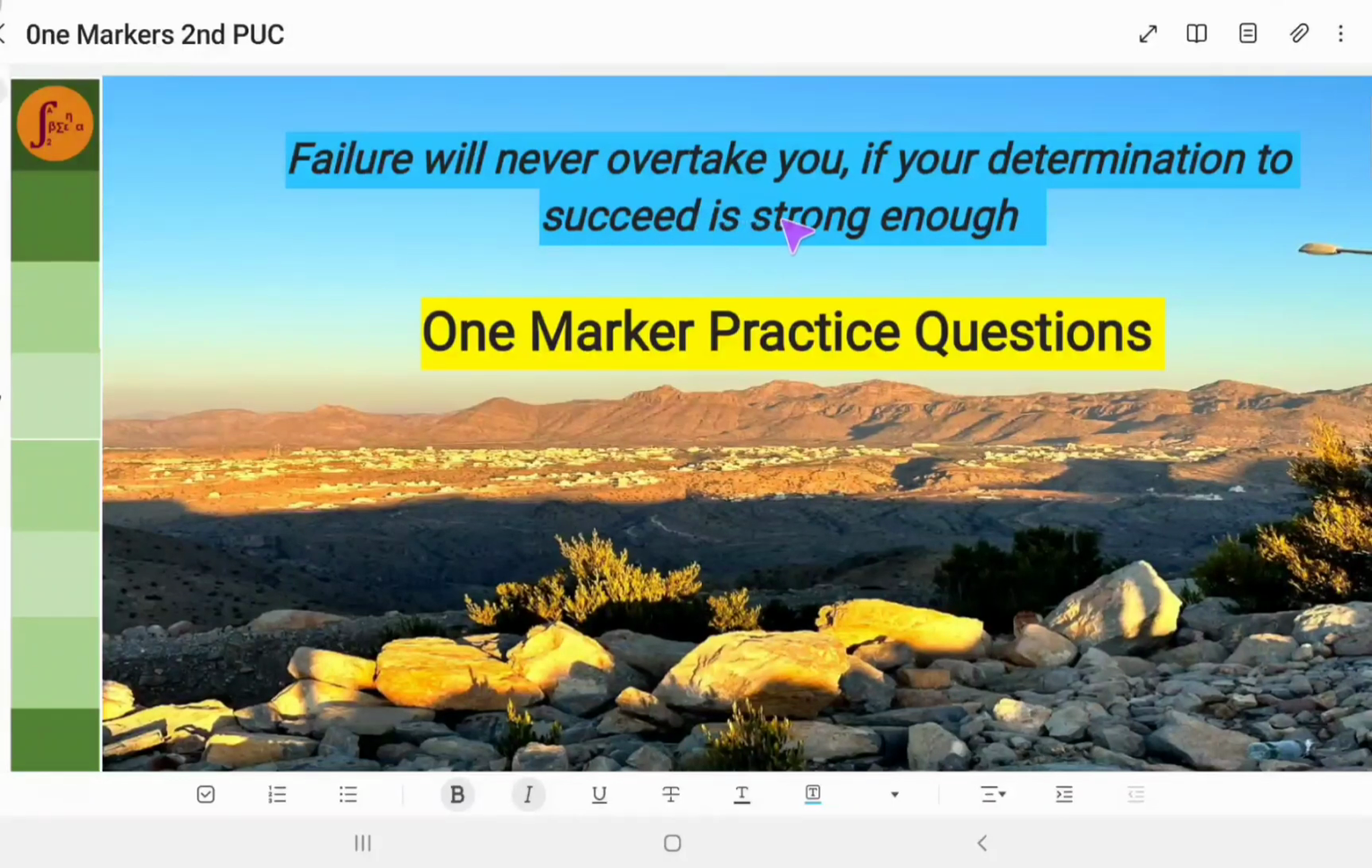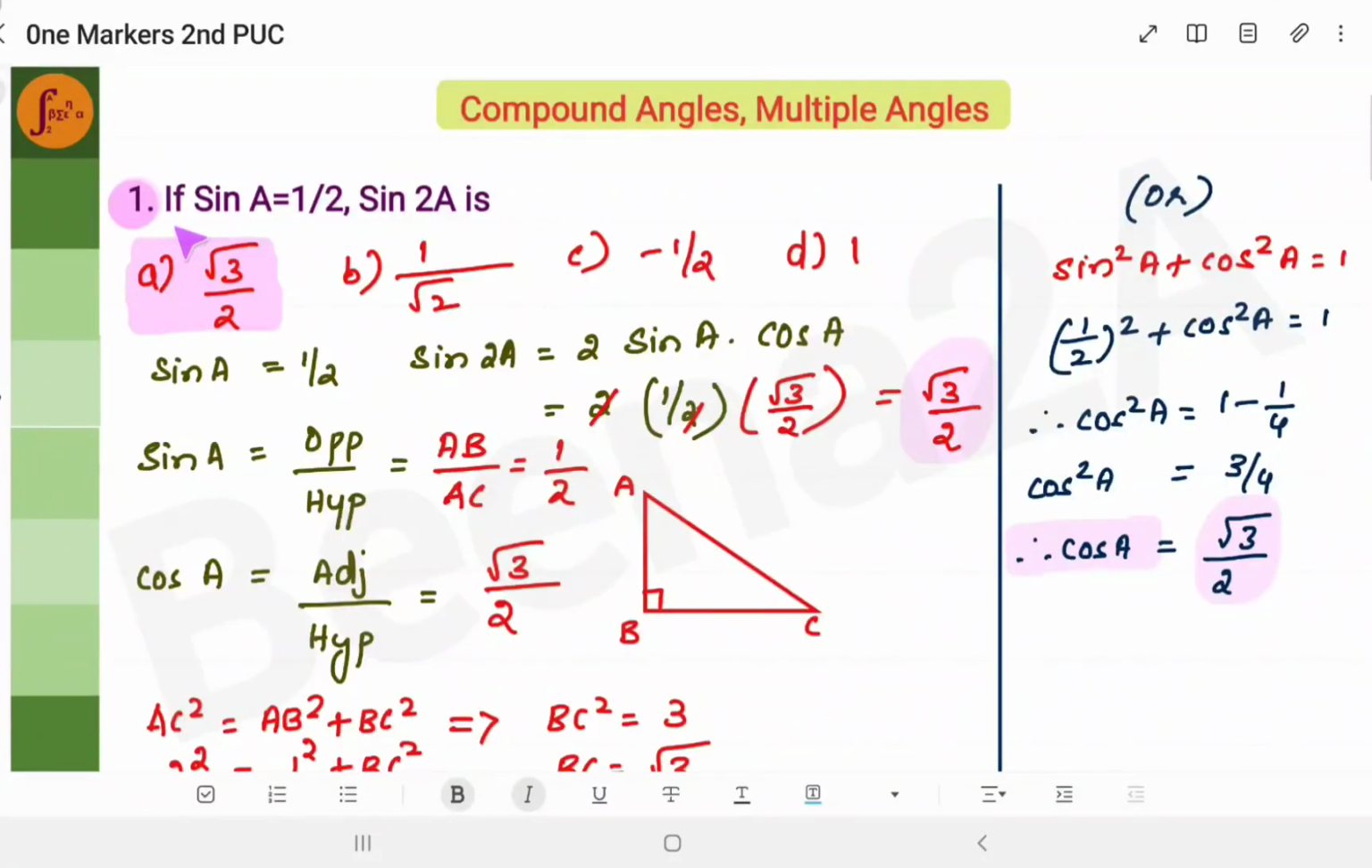Hi everyone. In this video we'll go through one marker questions related to multiple angles, compound angles and submultiple angles. So the first problem is, if sin A is equal to half, what is sin 2A? Right? So we'll have to remember the sin 2A formula.